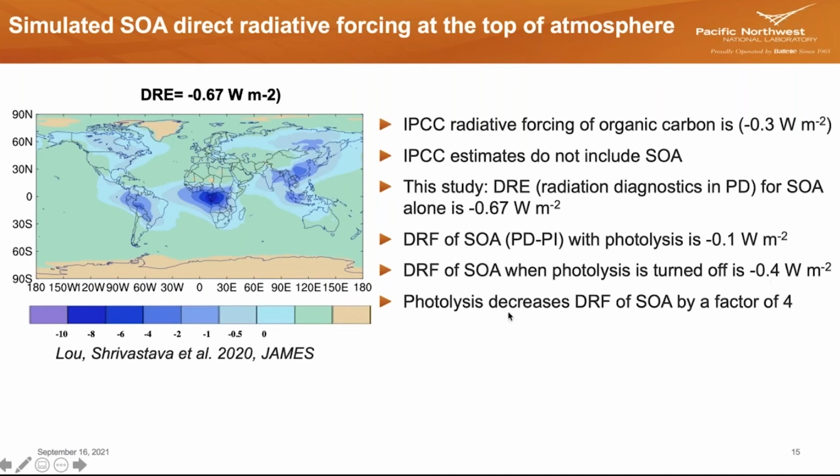So the key idea is that photolysis decreases the direct radiative forcing of SOA by a factor of 4. That really tells us that including the right processes, not just sources but the sinks of SOA, is really important to get a good handle on the radiative forcing.